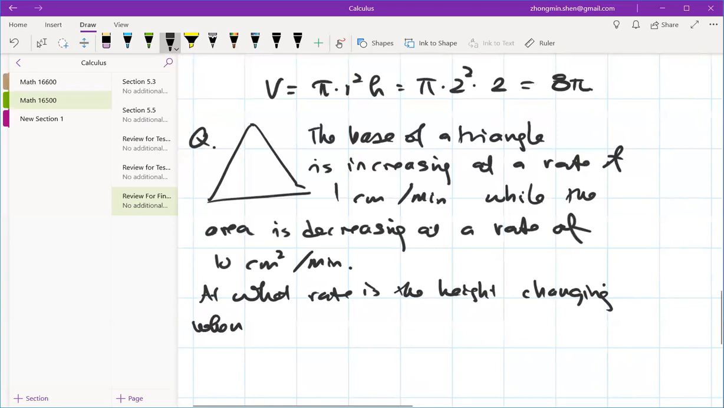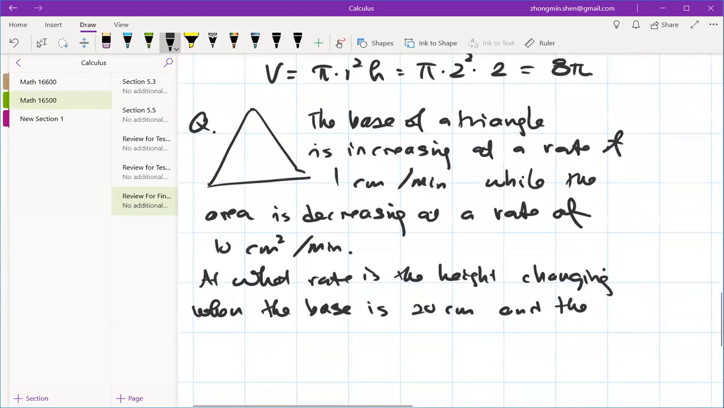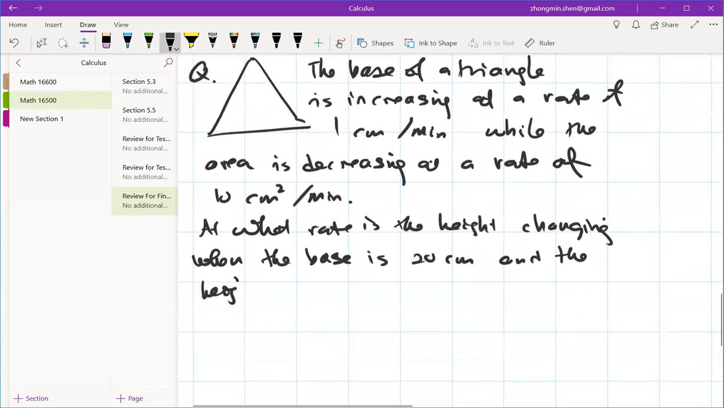Okay, so there's an additional condition that when the base is 20 centimeters, and maybe that's an unnecessary condition, but they give you this information. All right, so that's the question. The first thing, you draw the picture, right? And you have a height, H, and that's a base, B. So the area is going to be half of B times H.